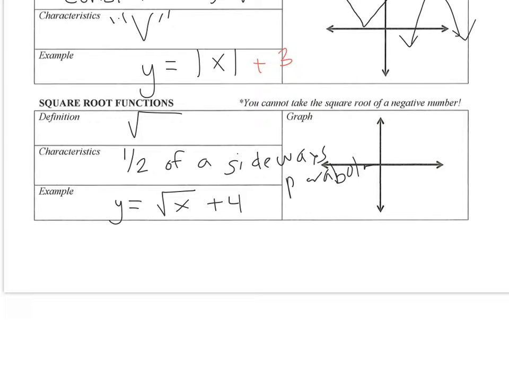So here is what a couple of square root functions look like. It can open up if the number in front is positive, or it can open down if the number in front is negative. Now this will tell you how much it's moved up or down. So we're going to practice these on the next page.